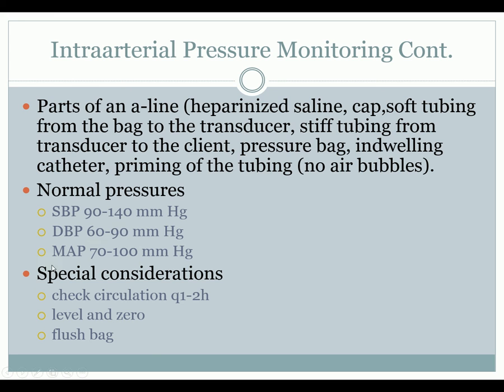Special considerations: you're going to be checking circulation. They're going to do what's called leveling, zeroing, and flushing the bag. You always want to make sure that when you put the pressure bag on and start blowing it up, that bag is pumped to 300 millimeters of mercury pressure. So you pump, pump, pump, and eventually this thing will start dropping out at the bottom. When it gets to 300, you'll see a green line, and that means you're in the right spot, so you stop.